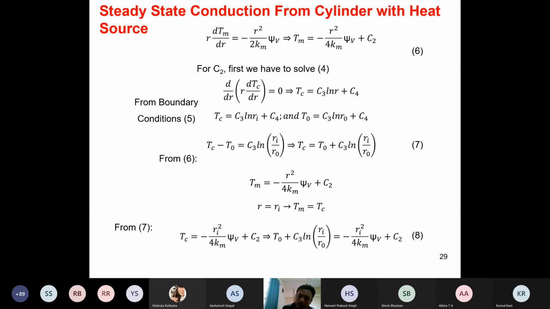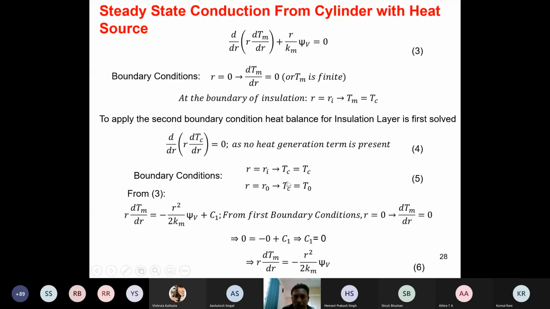So could you please repeat once again why we had dTm by dr equal to 0 for R equal to 0? Because we are assuming that at the center Tm is going to be finite. At the center Tm is going to be finite. That is the assumption. In fact, this particular boundary condition is so commonly used. If you all have done your transport phenomena, have you all done your transport phenomena? Yes, sir. So this boundary condition is regularly used when you are looking at the condition at the center.